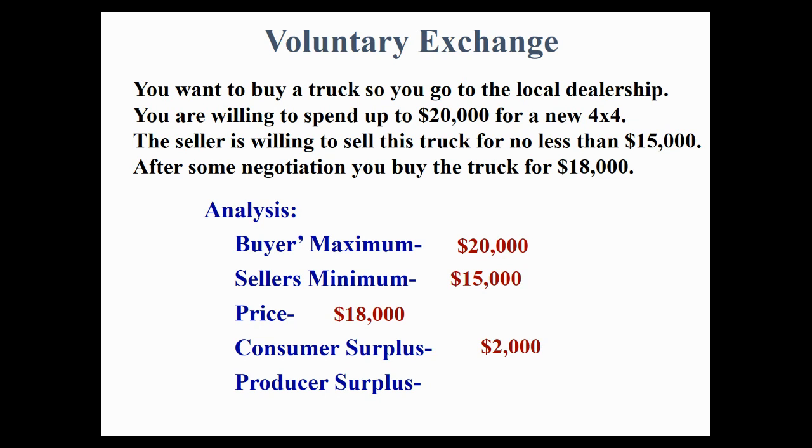Now, the producer surplus, well, they're willing and able to take $15,000, but they took $18,000. So producer surplus is calculated by taking the market price minus the willingness and ability to sell. So that would be $18,000 minus $15,000, which gives us $3,000. Essentially, that's like a $3,000 extra profit for the producer. And for me, the consumer, that's an extra $2,000 I can spend somewhere else. So together, there's $5,000 of additional money that could be used to raise the standard of living within society.